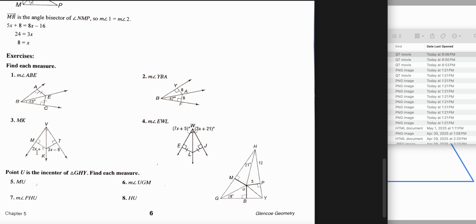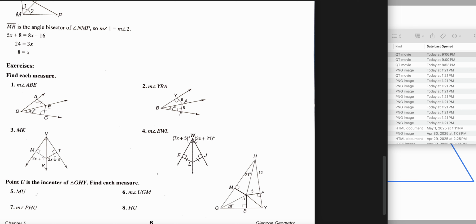So we could set 2x plus 1 equal to 3x minus 8. You're going to solve for x, so we'll get x is equal to 9, but they're looking for MK. So we need to take the 9 and plug it in right there for x. So it's going to be 2 times 9 plus 1, so it's going to be 19. Right? Segment MK is equal to 19.